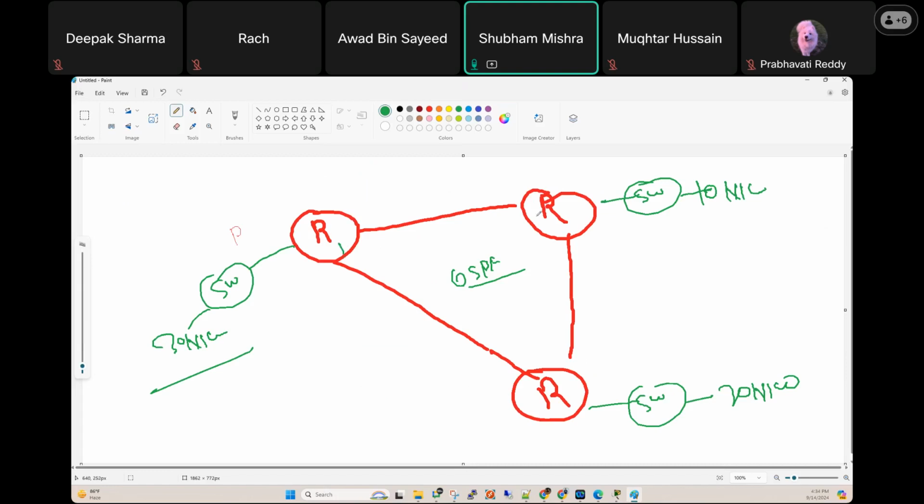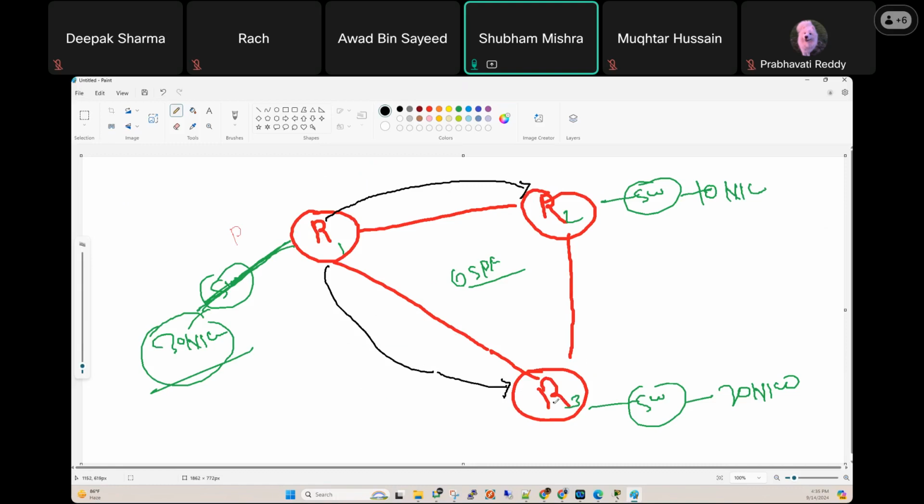It means R1, R2, and R3. R1 is connected with R2, R1 is connected with R3. R2 is connected with R1, R2 is connected with R3. It means each and every router is connected with each other. Yes or no? It means R1 has information about the 30 network. R1 is connected with the 30 network. So what will R1 do? R1 will share this 30 network information with R2 as well as R3, because R2 and R3 are neighbors of R1 and you are running the dynamic routing protocol.